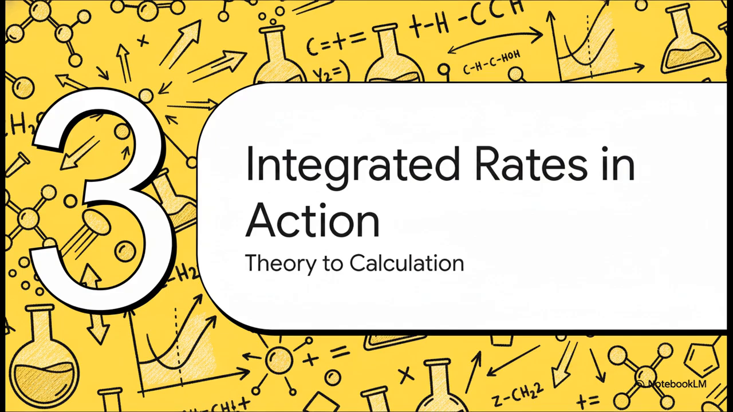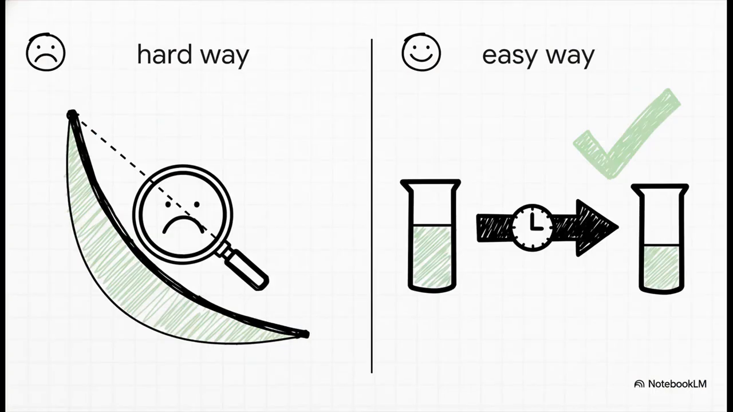We're going to learn how to figure out the concentration of a reactant at any point in time, using what we call the integrated rate laws. So, the rate law we've been talking about is technically the differential rate law. It's great for telling you the speed at one specific moment, but what if you want to know, hey, how much stuff is going to be left after 10 minutes? For that, you need the integrated rate law.